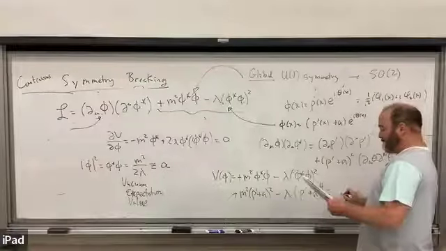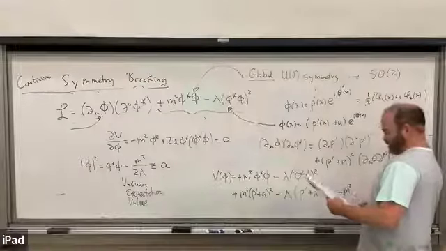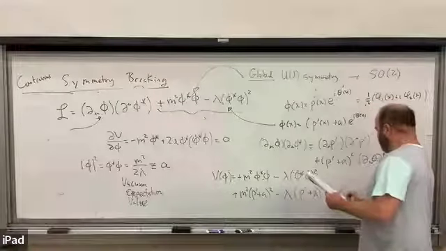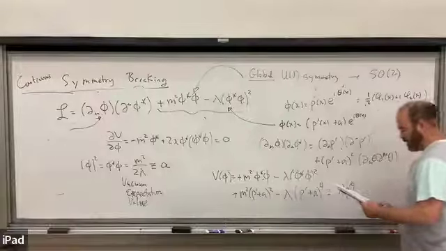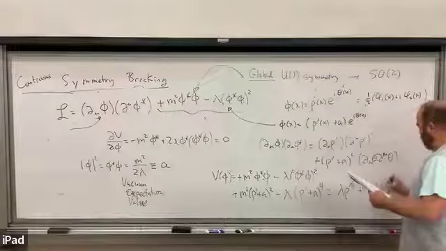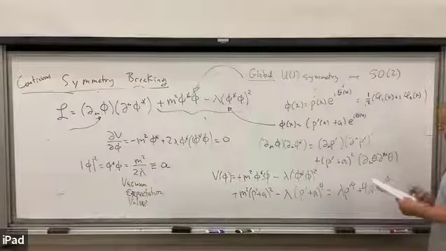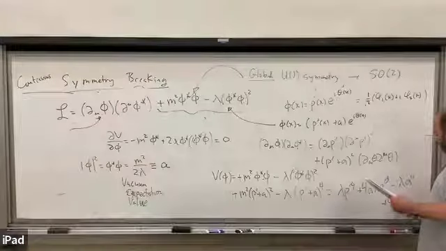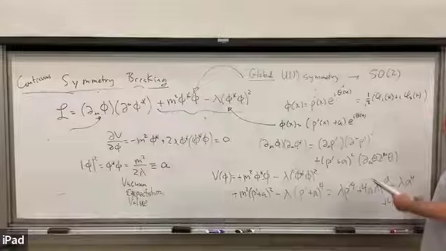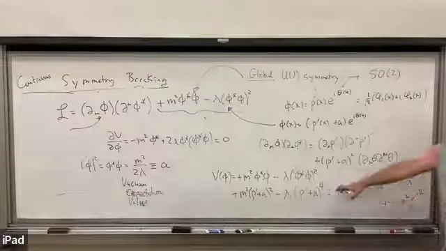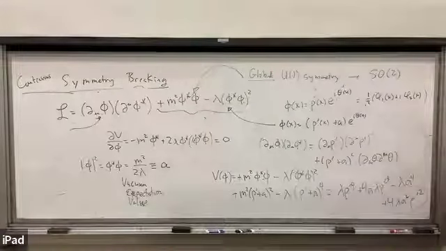You get a minus m squared, you get a lambda rho prime to the 4th, you get a plus 4a lambda rho prime cubed, you get a minus lambda a to the 4th, and then you get a plus 4 lambda a squared rho prime squared. That's what you get by expanding this out.